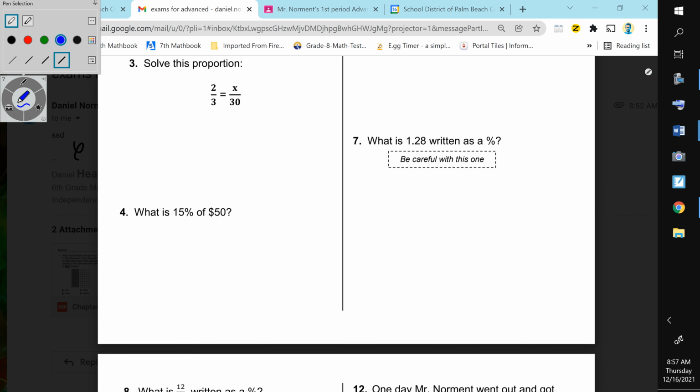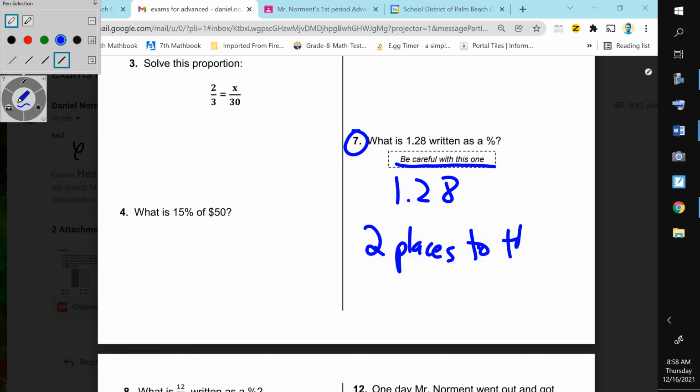Number 7. What is 1.28 written as a decimal? Now, be careful with this. Remember, to write it as a decimal, you need to move the decimal two places to the right. So move this decimal right here, 2 places to the right, and you will get your answer.